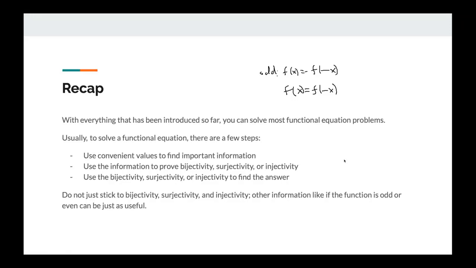So how the scoring works is there's 7 points per problem. But if you miss that last step of plugging it back in to show that it works, then you only get 6 points and you don't get the full 7 points. So it's very, very important that you plug your function back in to check that it works.